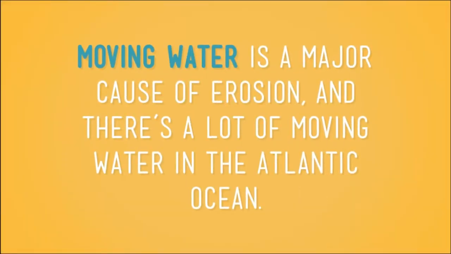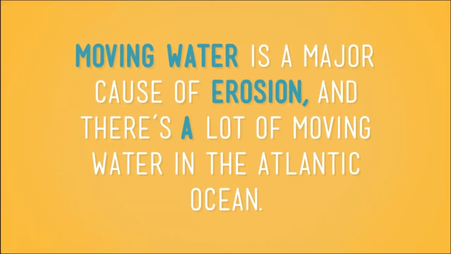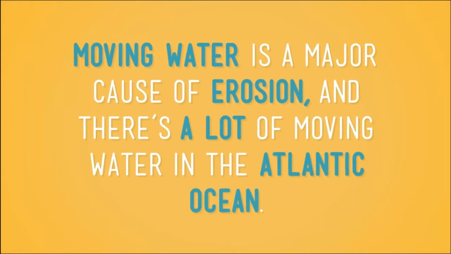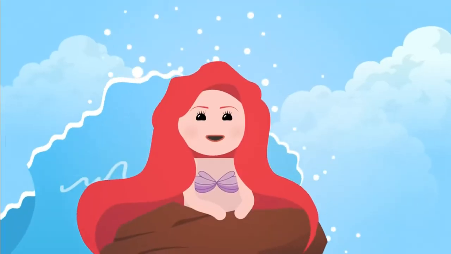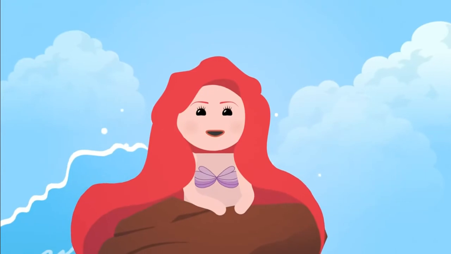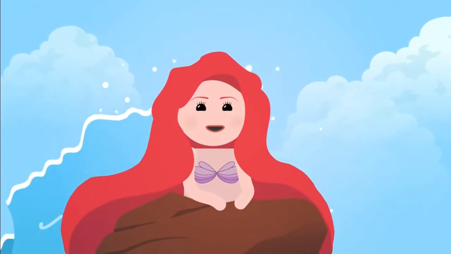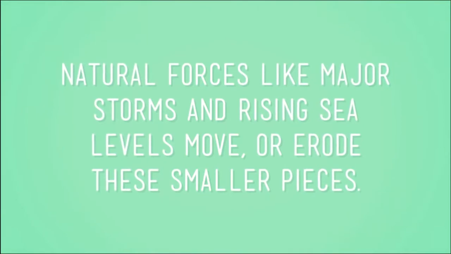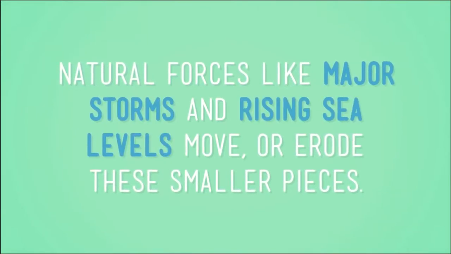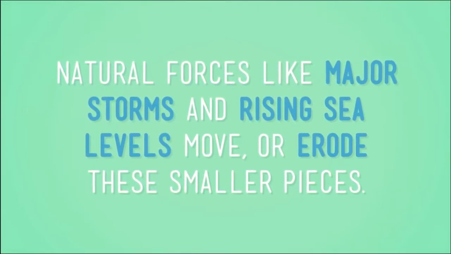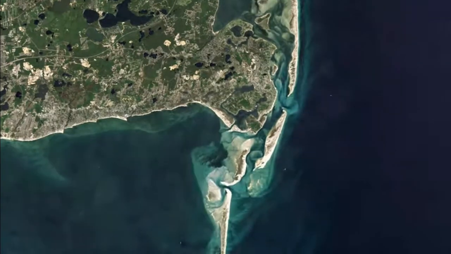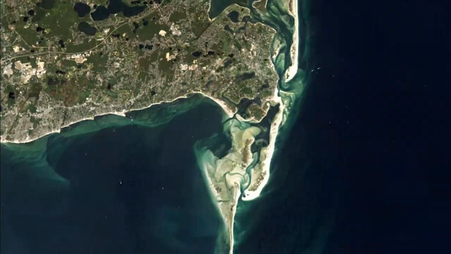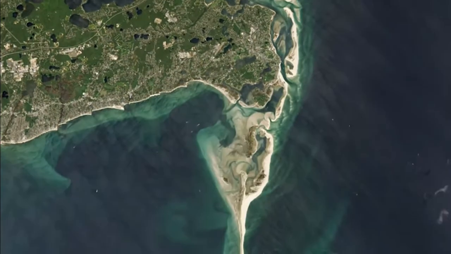Well, moving water is a major cause of erosion, and there's a lot of moving water in the Atlantic Ocean. The intense energy of ocean waves crashing on shore causes pieces of the rocky, sandy coastline to break into smaller pieces, or to weather over time. Then, natural forces like major storms and rising sea levels move or erode these smaller pieces. Day to day, you might not notice any dramatic changes, but over the course of 30 years, as these pictures show, coastlines can change a lot.